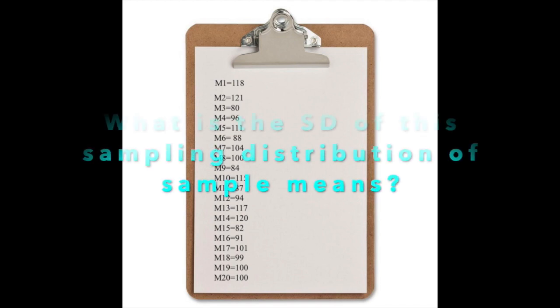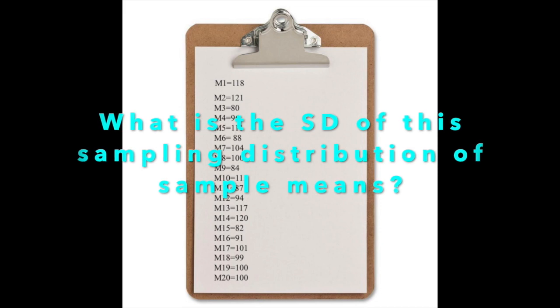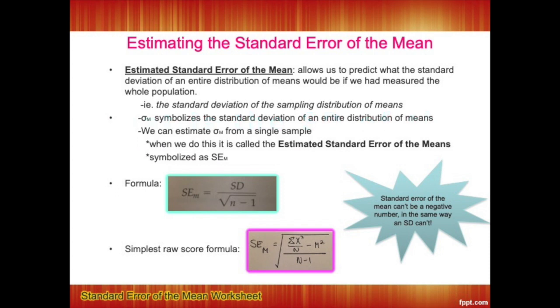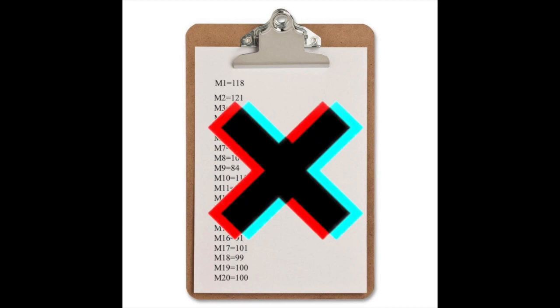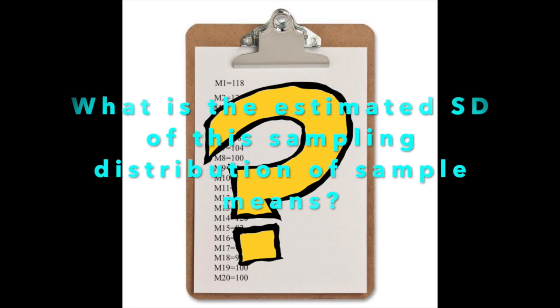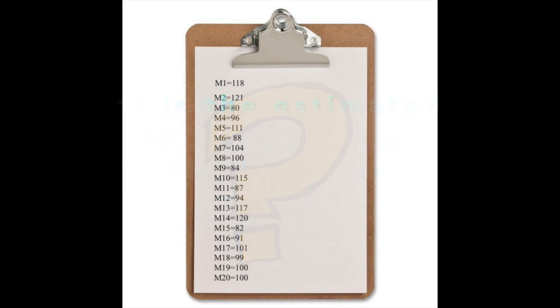If you wanted to, you could calculate the standard deviation of all those means. In other words, the standard deviation of the sampling distribution of means. The symbol that you see on the slide there is sigma with a subscript capital M. That's the symbol for the standard deviation of an entire distribution of means. However, it's really unlikely that we're going to be able to get an entire distribution of means from a population that includes everyone in that population. So we normally have to estimate the standard deviation of that distribution of means from a single sample.